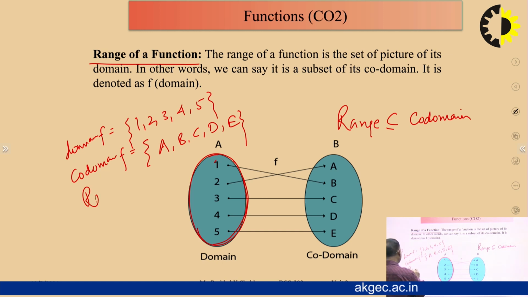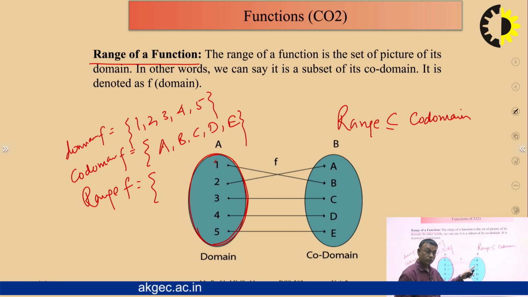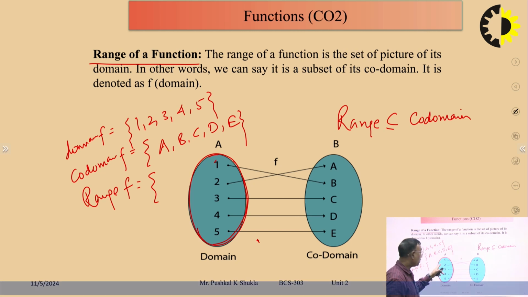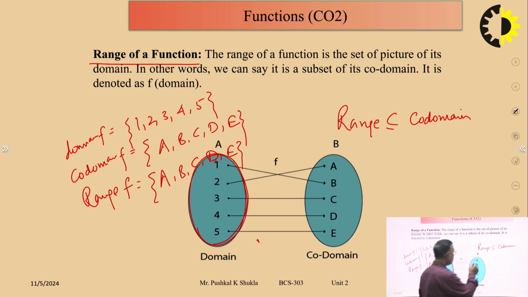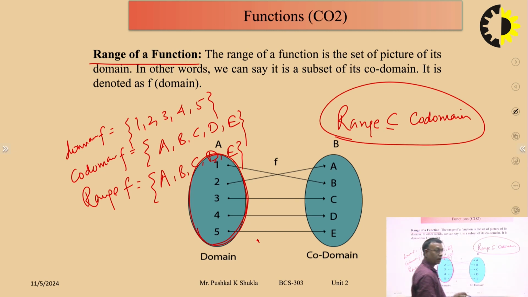If we are talking about the range of the function, range of f equal to all the elements of set B which have a pre-image in the elements of set A. So, here A, B, C, D, E all the elements have a pre-image in set A. So, the range of this is A, B, C, D, E. Here we can see the range may be equal to the codomain, or it may be smaller than the codomain. So, we can conclude range is a subset of codomain.